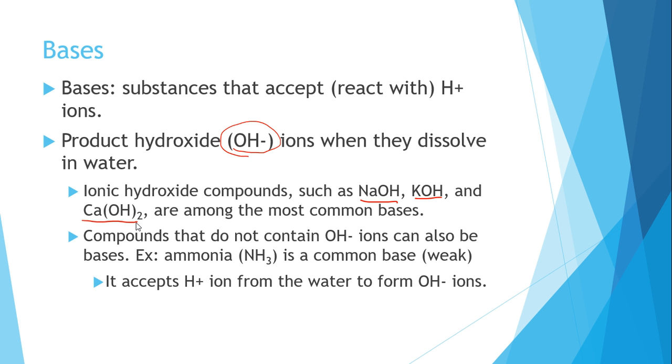However, there are some compounds that do not have OH as part of their formula, but they can still be considered bases. The one I had you write down is ammonia, NH3. This is a very common base. In fact, it's a weak base, so it's a weak electrolyte. Please note that the reason ammonia is a base is because it still accepts the hydrogen ion that acids give off, and when they do this, they're able to form hydroxide ions.